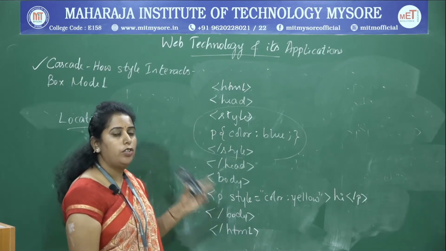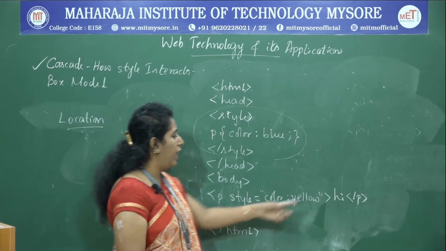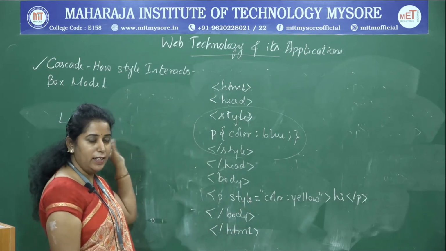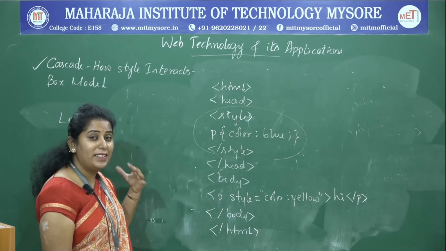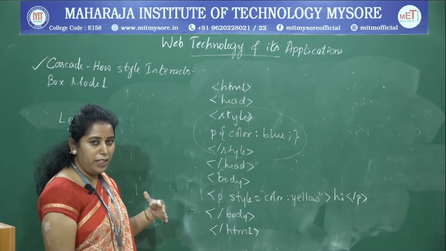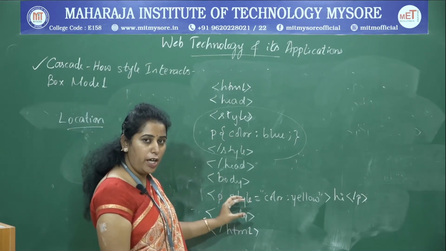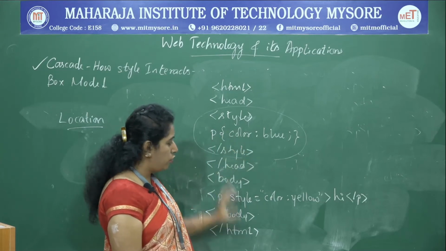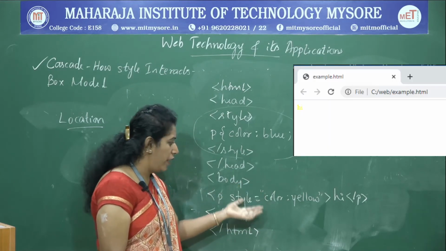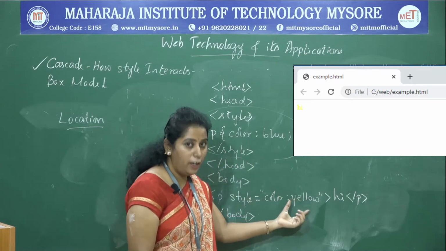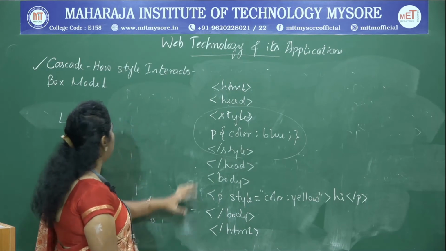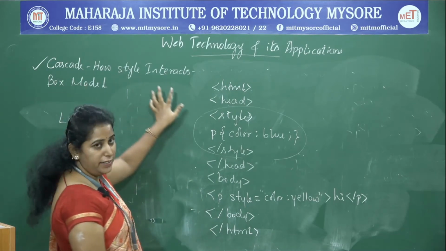According to you, what might be the output? Is hi printed in blue color or in yellow color? This is what you have to understand in this location principle. It says that the recent location, or the most recent one, will be applied by the browser. It means that inline style has a higher priority than the embedded style. Even though both occur in the same program, the recent one is the inline style. So finally the output, the hi paragraph, is printed in yellow color, not in blue color. This is what location is. So this is all about how styles interact.